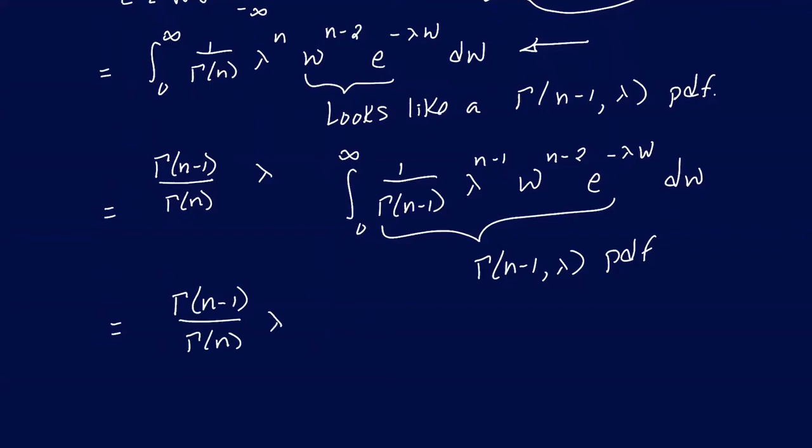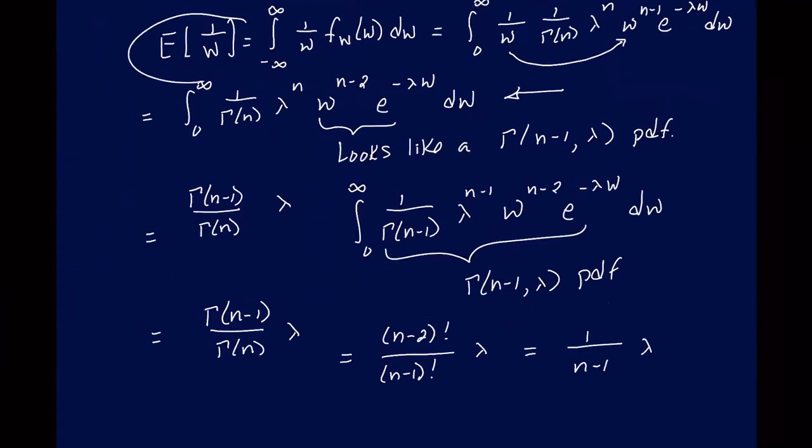And because n is an integer, we can simplify this with factorials. So gamma of n is n minus 1 factorial. Similarly, gamma of n minus 1 is going to be n minus 2 factorial. We get a lambda sitting there, and we get a lot of cancellation. So we get 1 over n minus 1 lambda as the expected value of 1 over W.